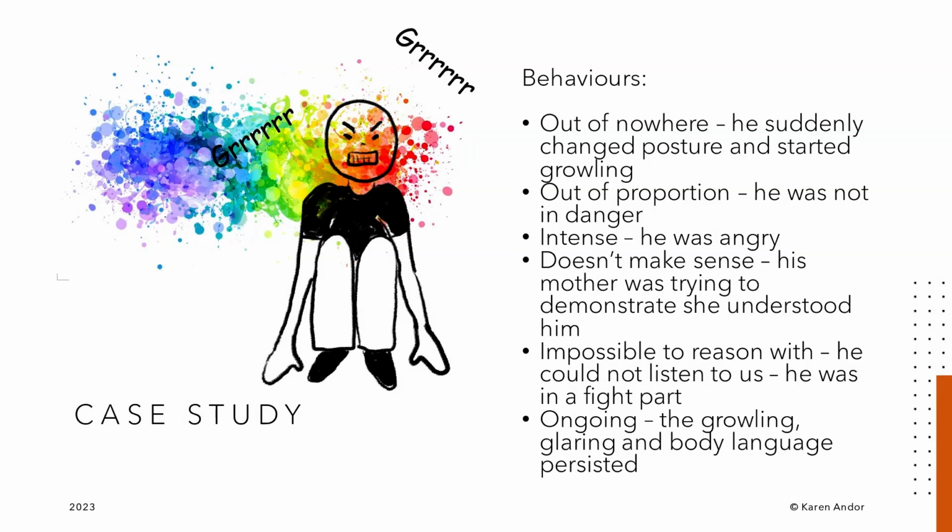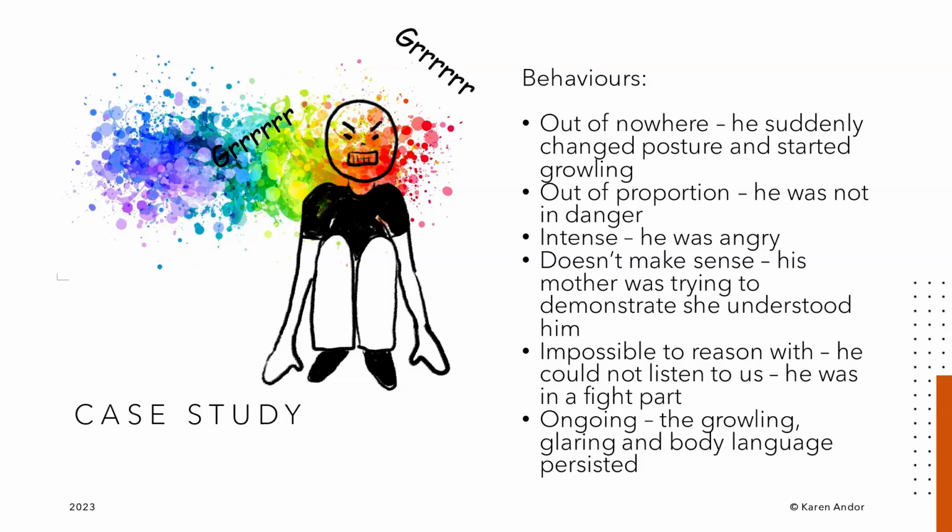So, to go through what we were talking about earlier in terms of behaviors, this was completely out of nowhere. He just suddenly changed posture and started growling. And when you look at those videos, you can see how quickly children can switch into a part. It was out of proportion. He wasn't in danger. His mum wasn't being horrible.